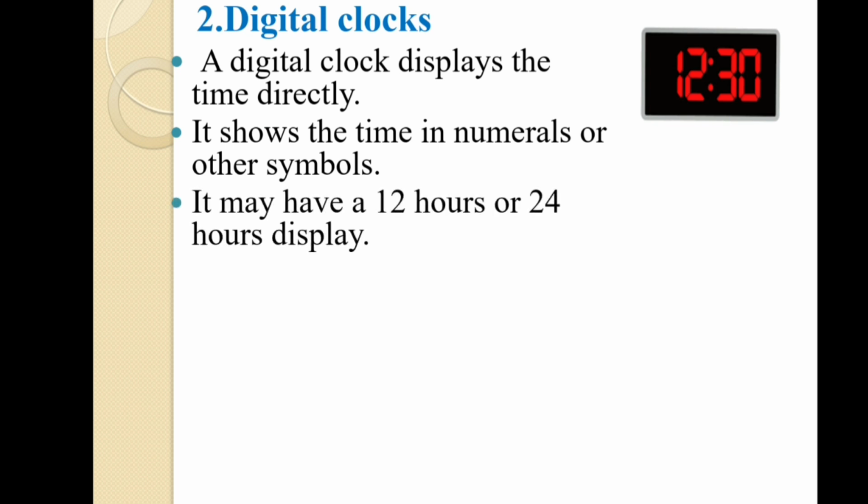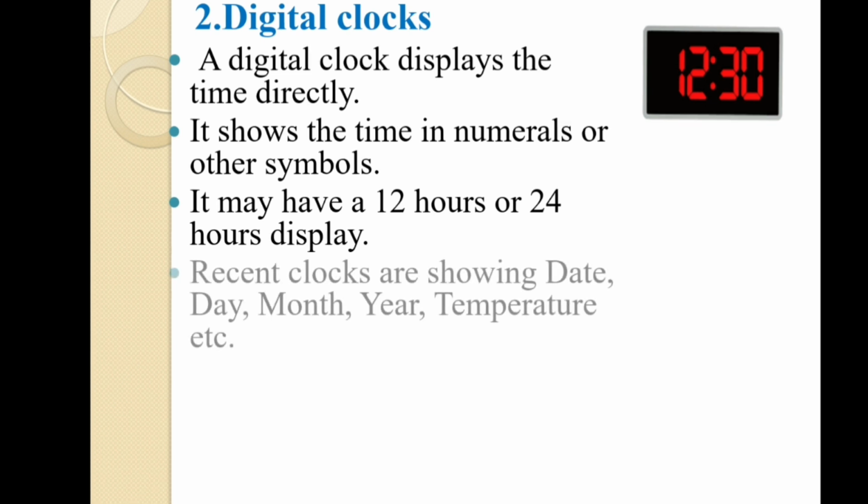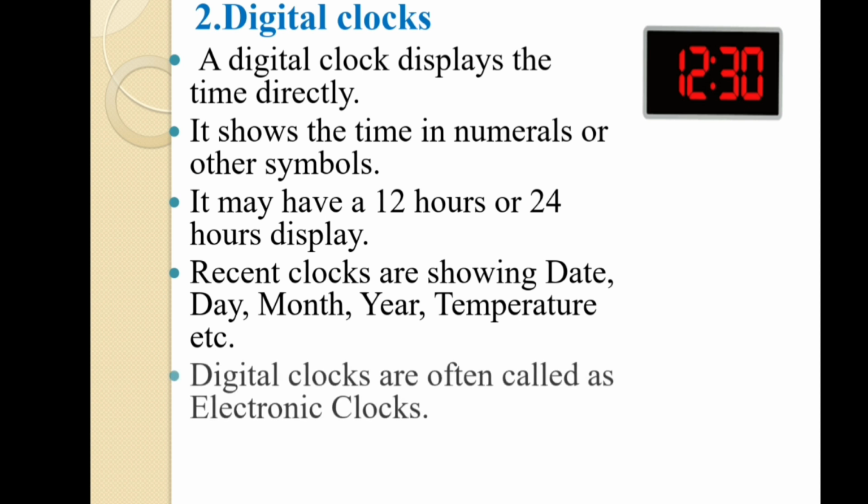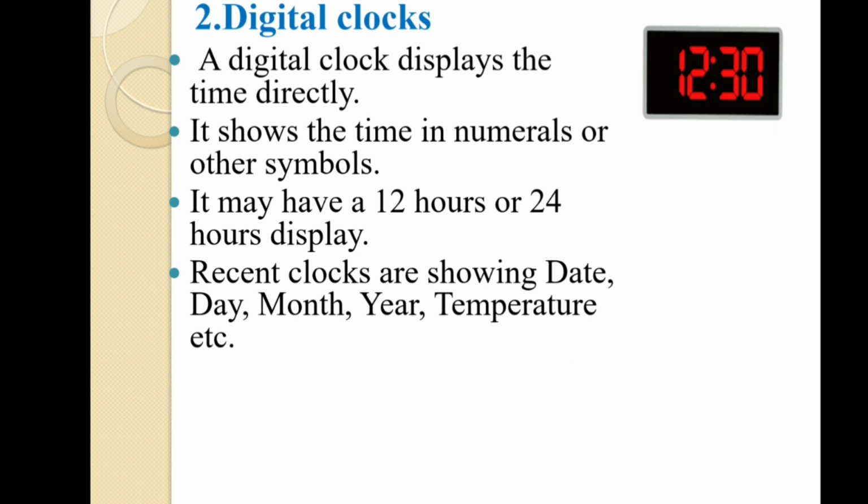It may have a 12 hour or 24 hour display. In the railway stations and all, you would have noticed the time will be in 24 hours, and that will be a digital clock. Recent clocks are showing date, day, month, year, temperature, etc. So the digital clocks which we are getting nowadays include the date, month, day, year and temperature. Digital clocks are often called electronic clocks.